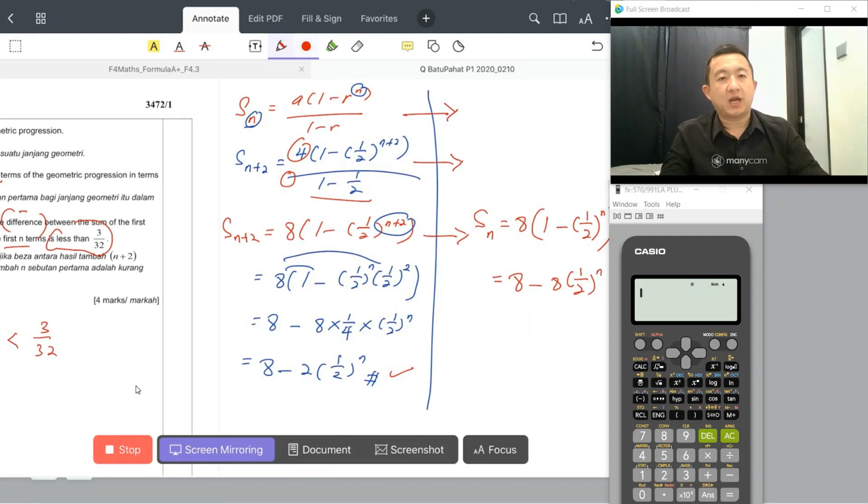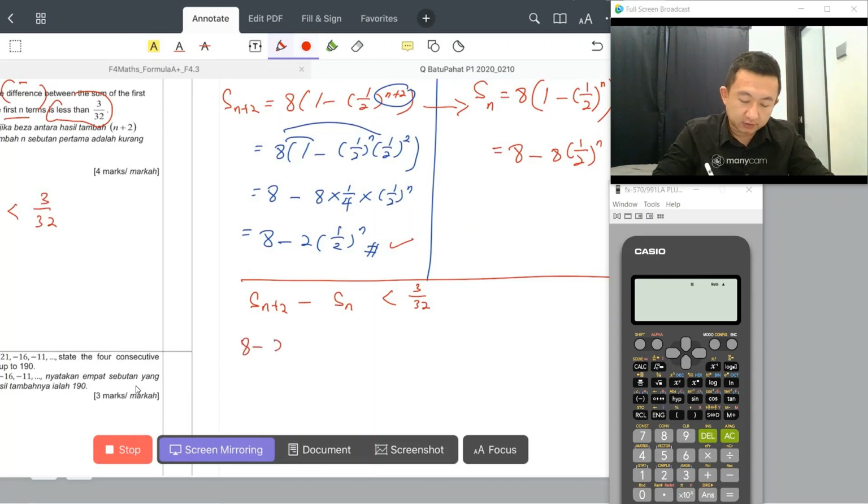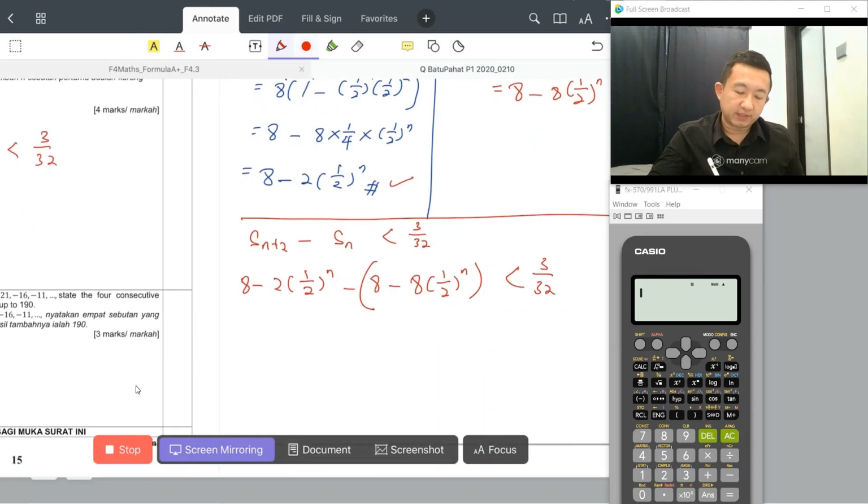Okay, now you need to find the difference. We combine them now. Sn plus 2 minus Sn less than 3 over 32. Sn plus 2 is 8 minus 2 bracket 1 over 2 to the power n, minus 8, bracket first, minus 8 bracket 1 over 2 to the power n, less than 3 over 32. We're just putting in everything that we know. And then we simplify it.